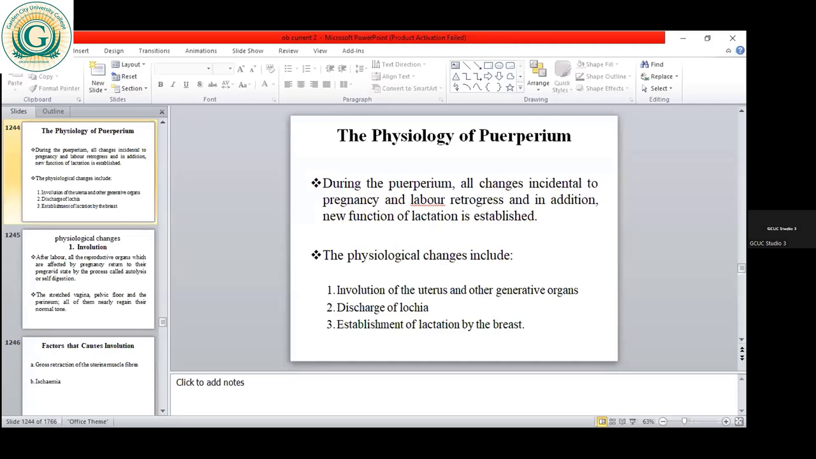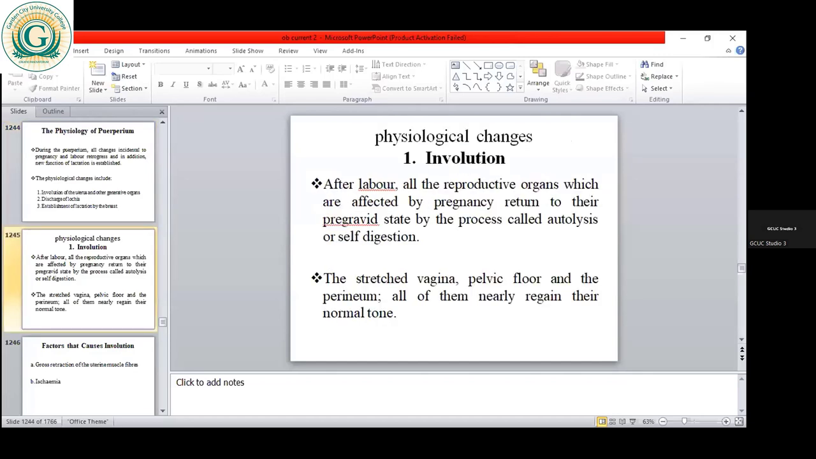During this period, the woman discharges. Just after delivery, the woman discharges from the uterus, and that discharge we call lochia. So lochia is discharge. Then lactation: the mother's breasts become very big and they start producing milk. We call it lactation. And so let's see in detail what we mean by involution.